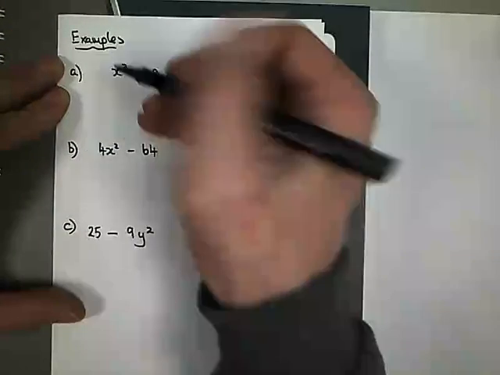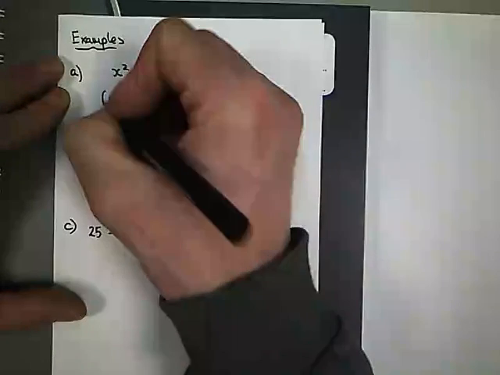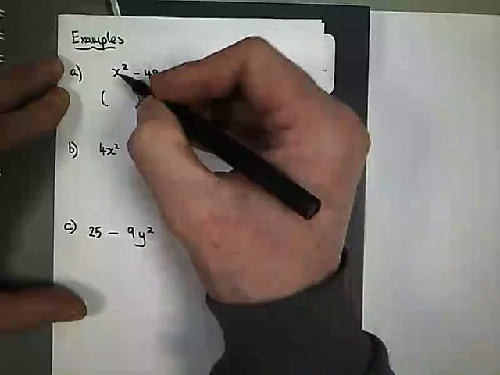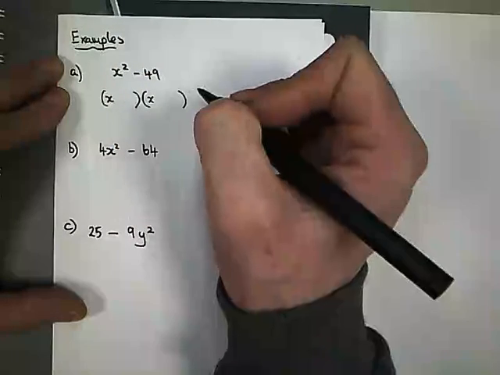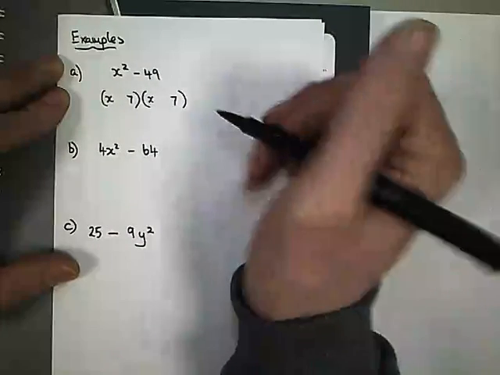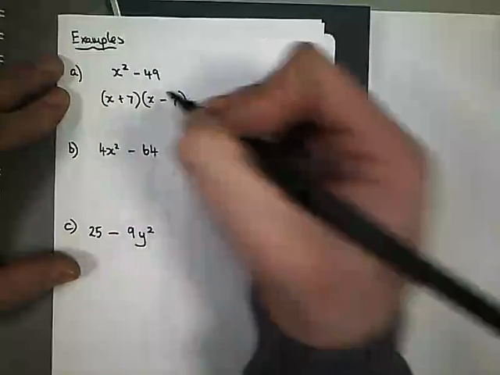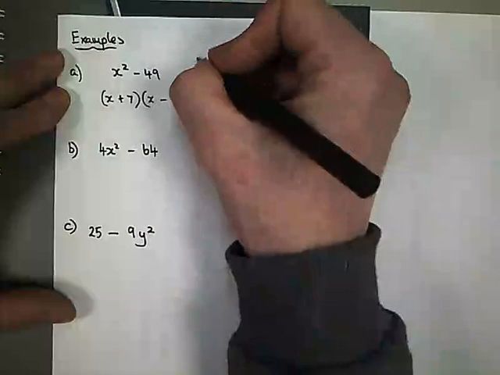We take the square root of both things and we just put them in two brackets. The square root of x squared is x. The square root of 49 is 7. The only thing we do now is we put a plus and a minus in the brackets and we're done. Difference of two squares. That's what this is called.